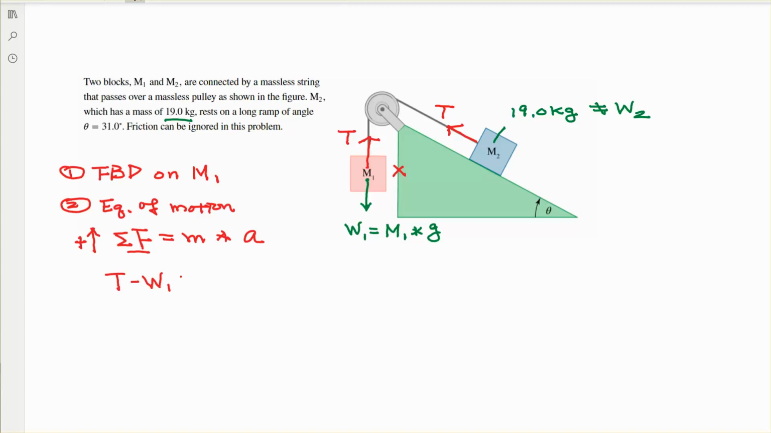And what will be the result? The result will be the mass. Now, what is the mass in this case? It will be the mass of the block that you're looking at. So this will be the M1. And you're going to multiply with an acceleration, which we don't know what that is.